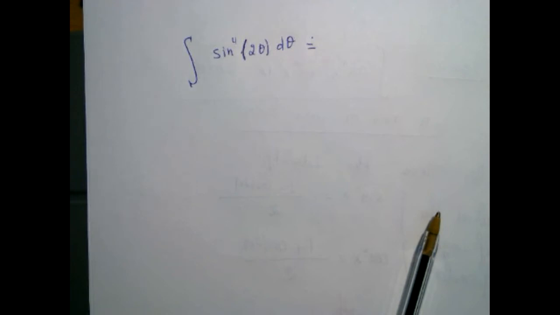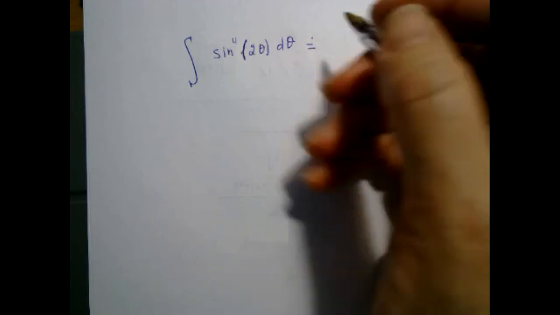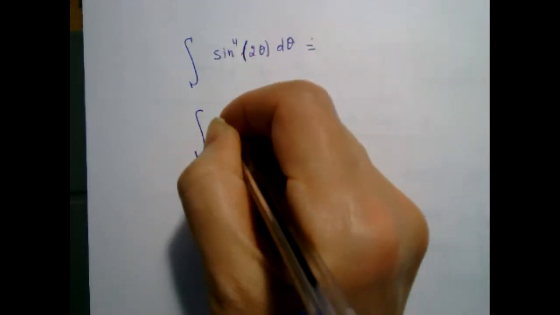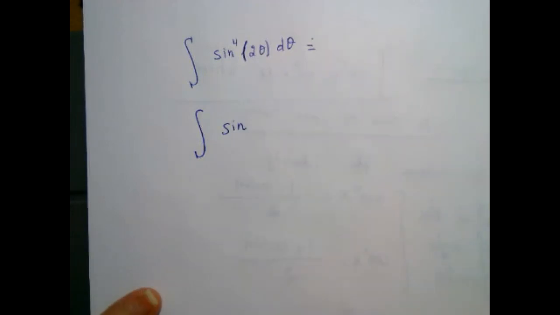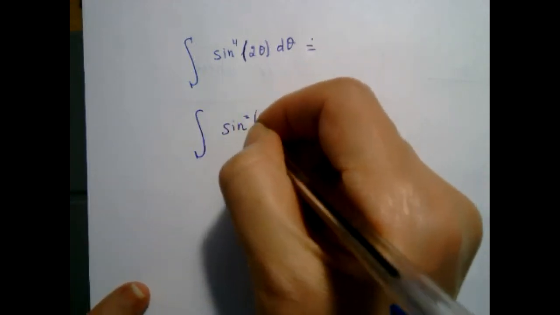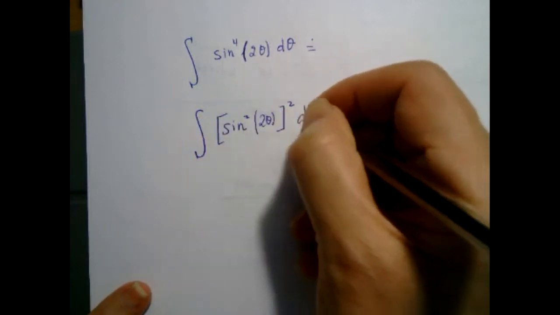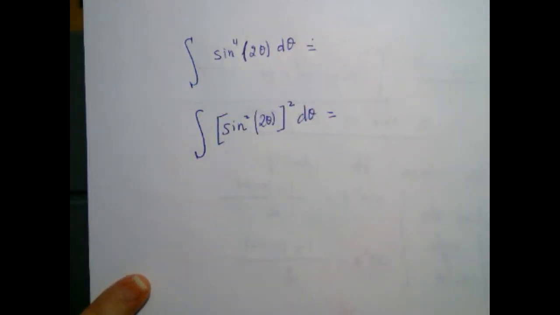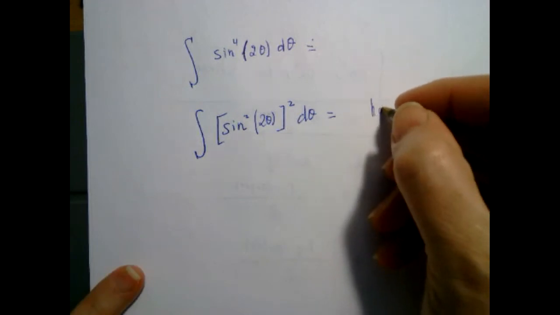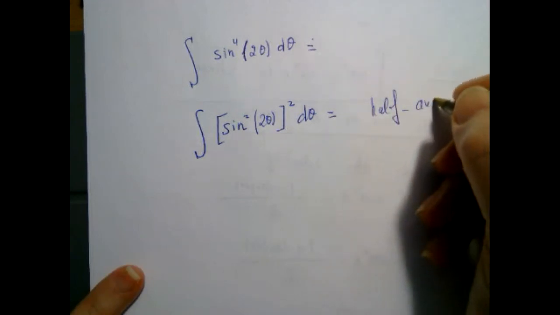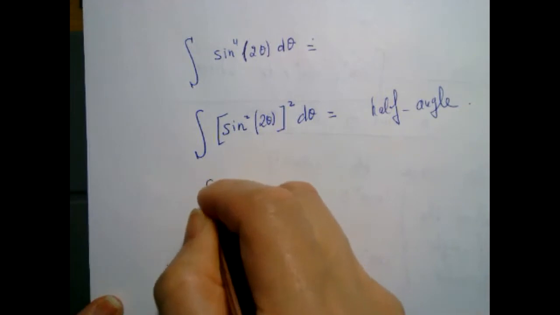Would it be sine squared of 2 theta multiplied by sine squared of 2 theta, or just squared? Absolutely correct. It's still even. So I can rewrite it like that. Now I use the half angle formula at this stage. So it's going to be equal to.